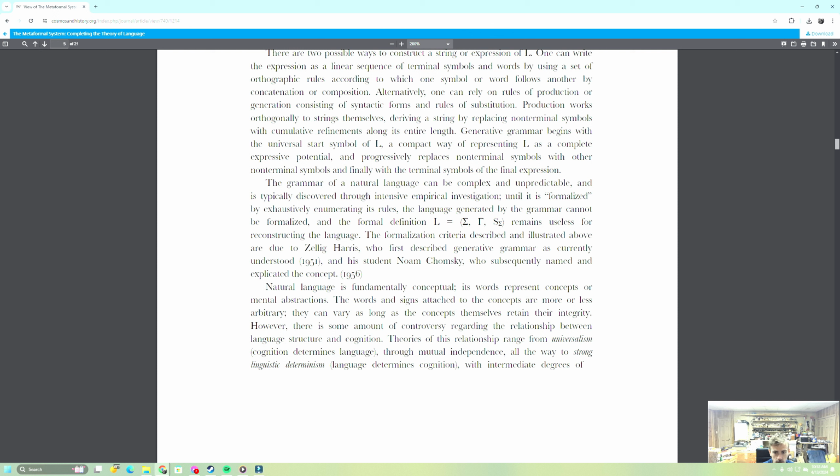That concept would be generative grammar, and I suppose the Chomsky hierarchy, which we'll do some videos on at some point, I'm sure.